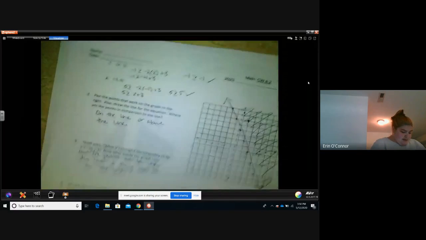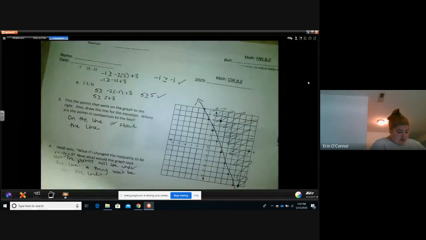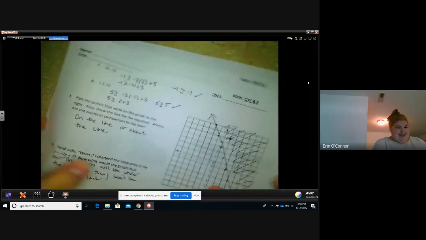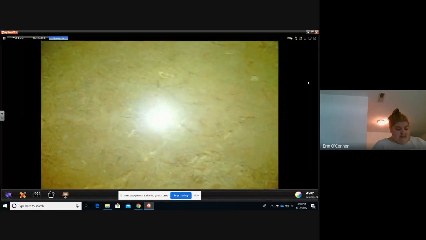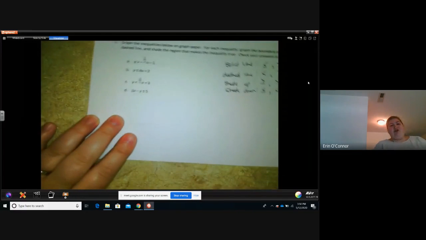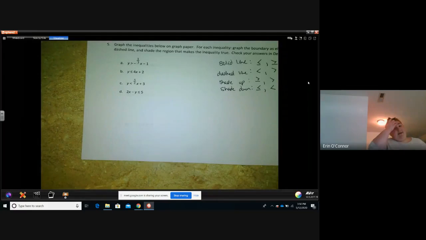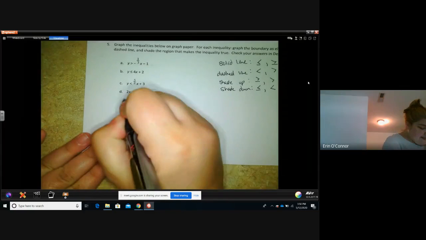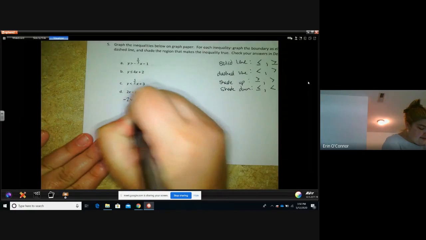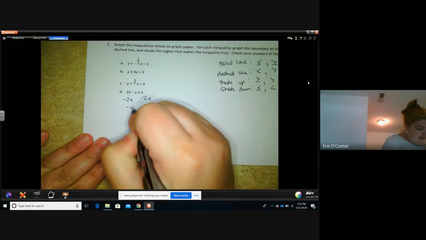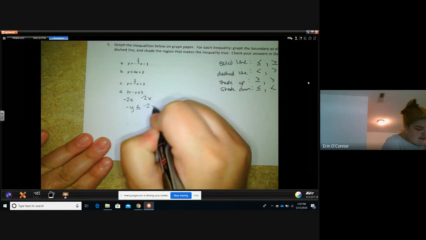Let me grab another piece of graph paper and let's go. Now there is an issue with graphing this one straight off the bat. The issue is that it's not solved for y first. So we first have to solve for y. To solve for y, we're going to subtract 2x on both sides. We'll get negative y is less than or equal to negative 2x plus 5.